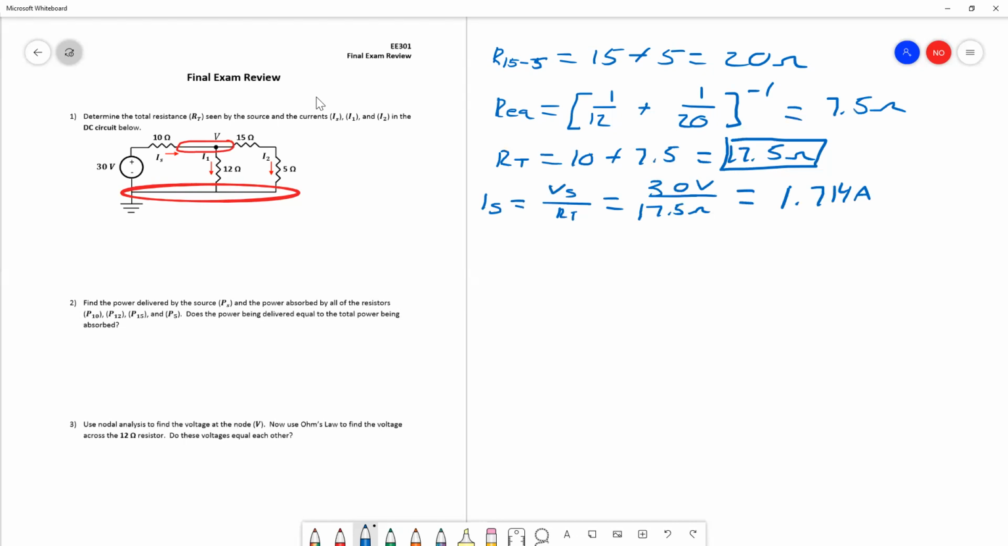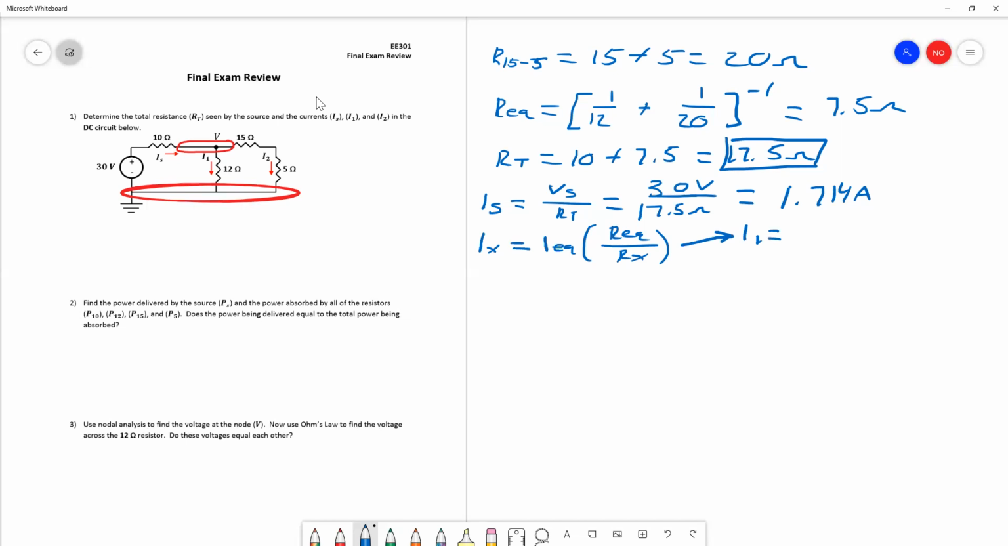Next, we'll have to use the current divider rule in order to solve for I1 and I2. Before, we found REQ, which was the resistance of the parallel network. The current divider rule is IX equals IEQ times REQ over RX, X being the branch of interest, REQ being the resistance of the parallel network, and IEQ being the current that goes into the parallel network. We'll use this to solve for both numbers.